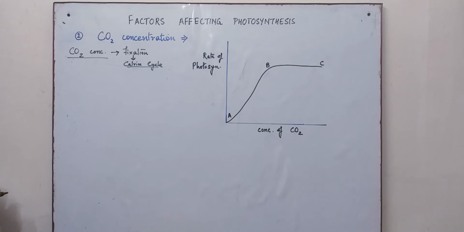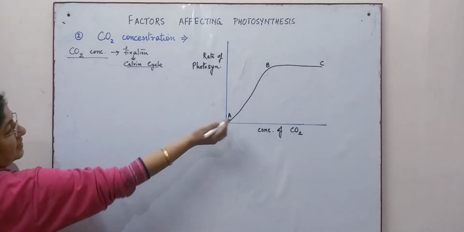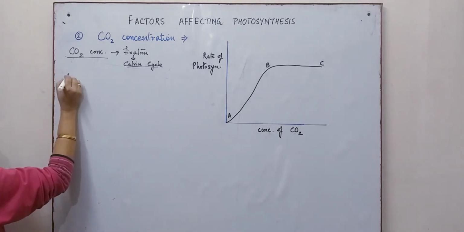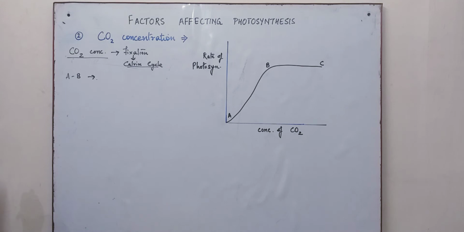Now, as seen over here in the figure, you can make out that as the concentration of carbon dioxide is increased, there is an increase in the rate of photosynthesis. So A and B show that there is a linear relationship between the concentration of carbon dioxide and the rate of photosynthesis. When we say linear relationship, it means as the concentration of carbon dioxide is increased, there is an increase in the rate of photosynthesis.